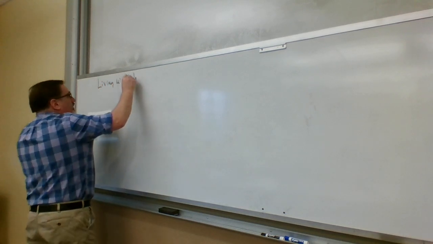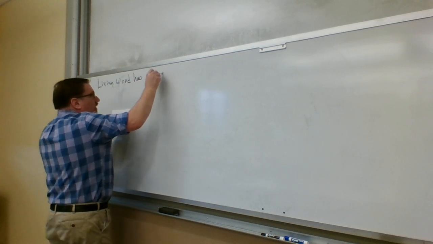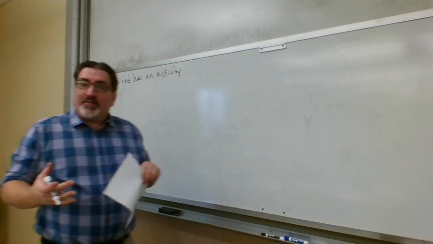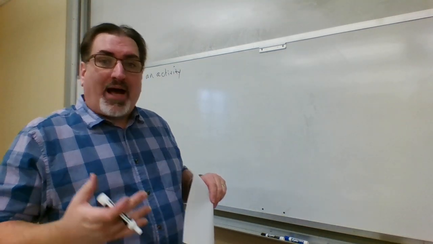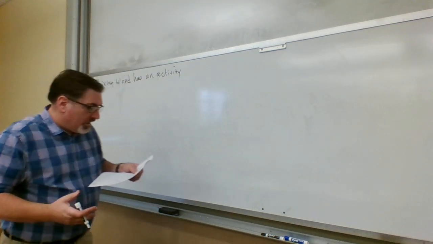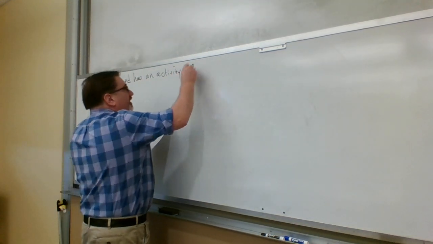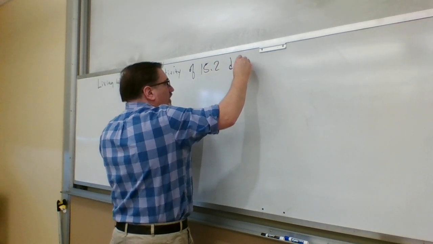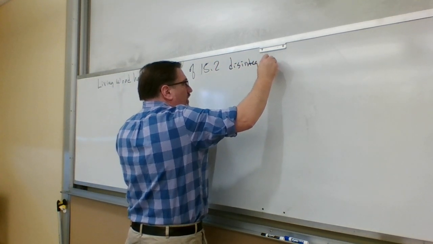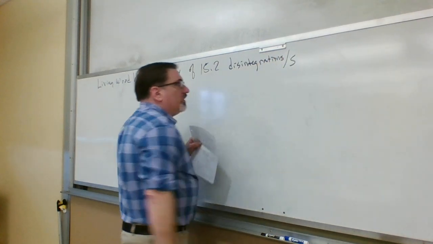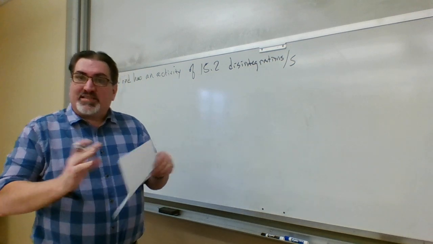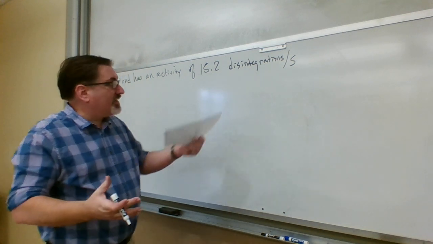Living wood has an activity. So when they say activity, that is a measure of how fast the radioactive decay process is occurring. Has an activity of 15.2 disintegrations per second. So that means 15.2 steps or individual decay processes in every second.